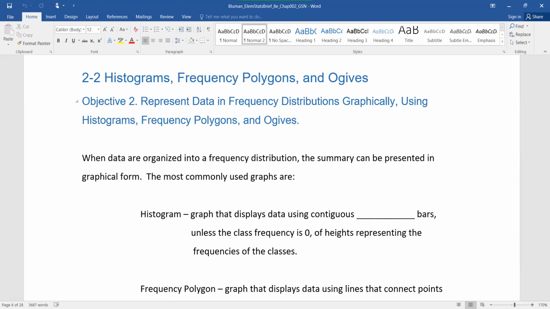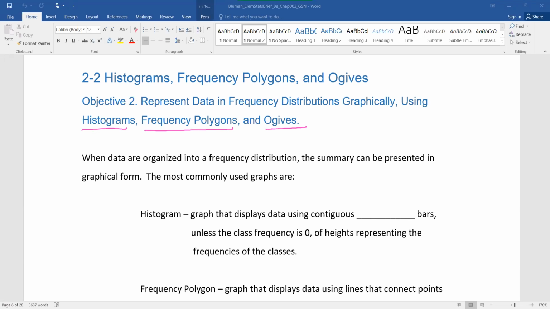Anyways, so we go to objective 2: histograms, frequency polygons, and Ogives. This objective is going to represent data in a frequency distribution graphically using histograms, frequency polygons, and Ogives. So these are your 3 graphs that we talked about. There we go. We're not crossing it out, we're just underlining it. All right.